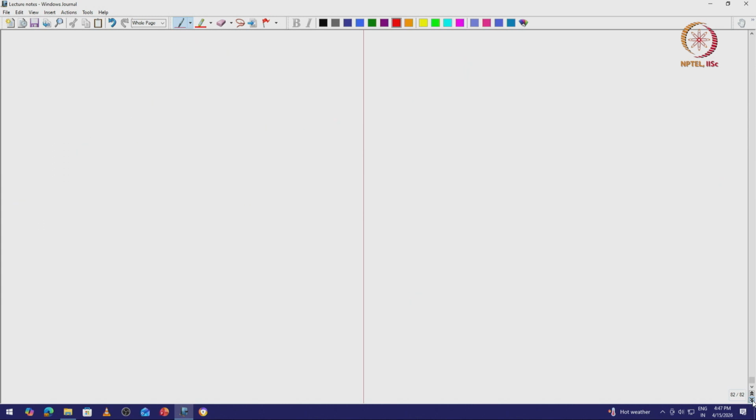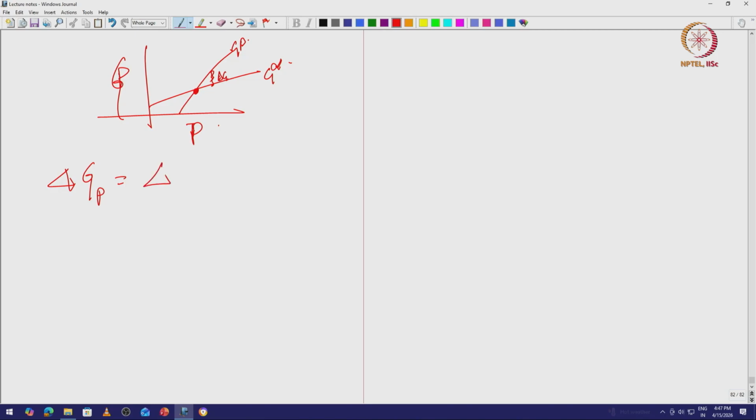Now, let us again go back to this picture of G. This is alpha, alpha has lower volume, and this is G beta. This is P, this is T, this is G, this is P. Now, I want to find delta G at some other pressure, which is not the equilibrium where delta G is 0. I want to find delta G at some other pressure, at a pressure P.